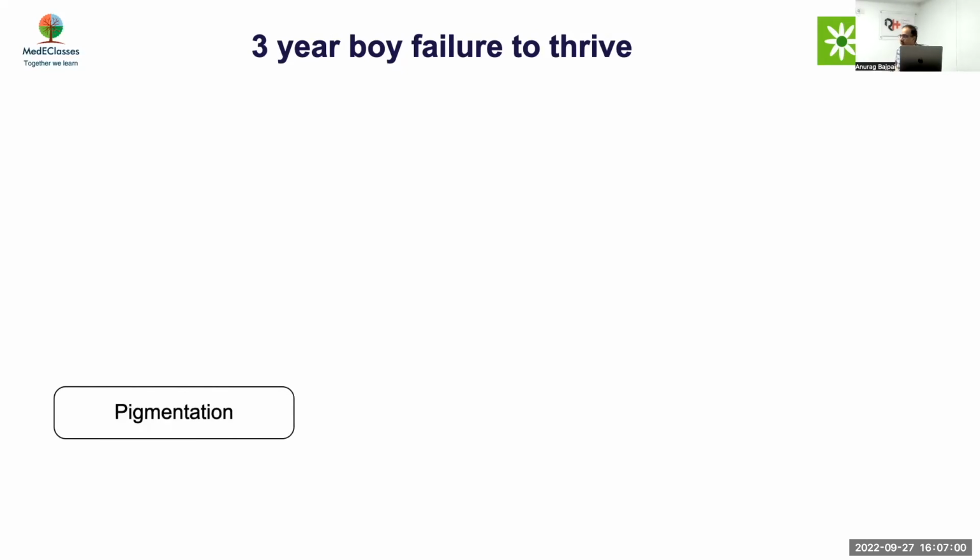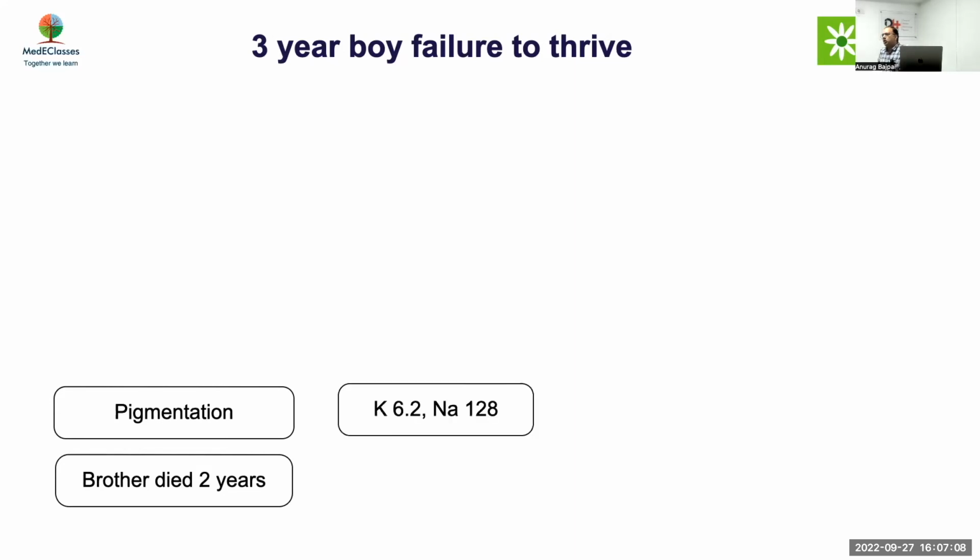Next case, a 3-year-old boy with failure to thrive. Pigmentation is there in the child. Brother died at 2 years of age with a similar illness, apparently also became pigmented at that point of time. Sodium is low, potassium is high. So what is happening to the aldosterone? The aldosterone will be low. Is low. So next step to look at.